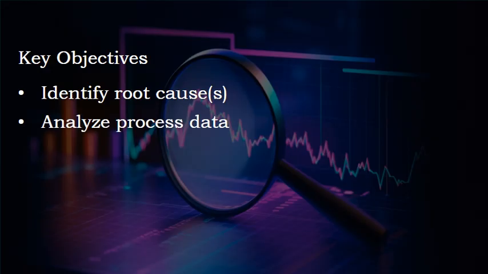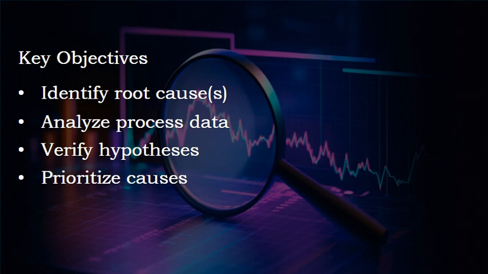Analyze process data. Use statistical tools and process mapping to identify patterns, trends, anomalies, and bottlenecks. Verify hypotheses. Formulate theories about why problems occur and use statistical methods to prove or disprove them. Test theories about potential causes using data, not just intuition. And prioritize causes. Narrow down the list of potential causes to the most critical ones. Quantify the difference between current process performance and the desired target.